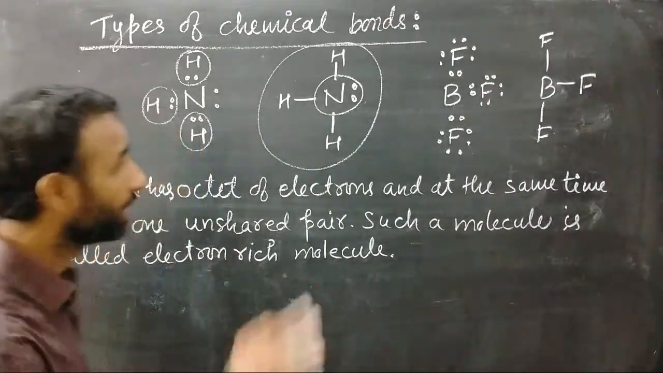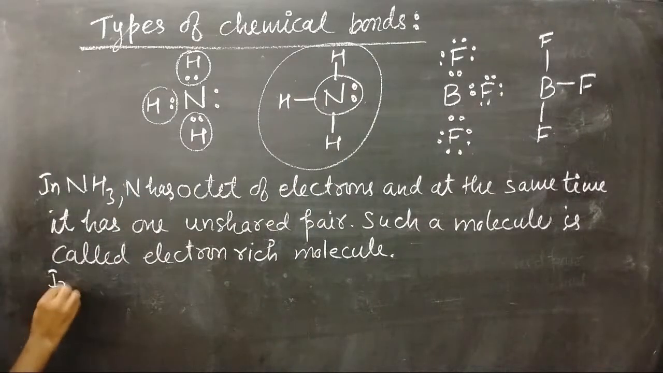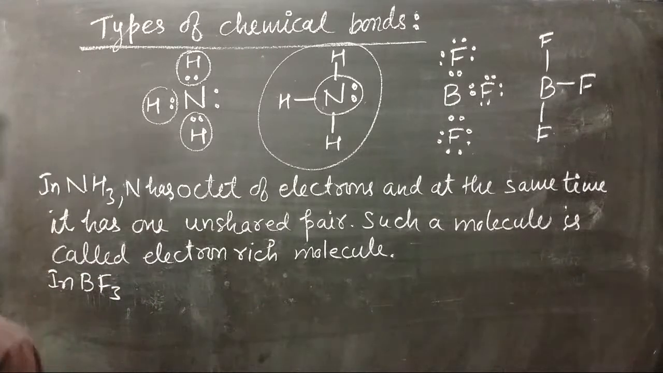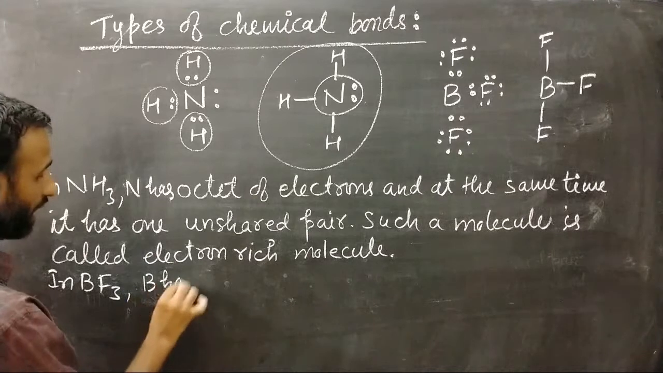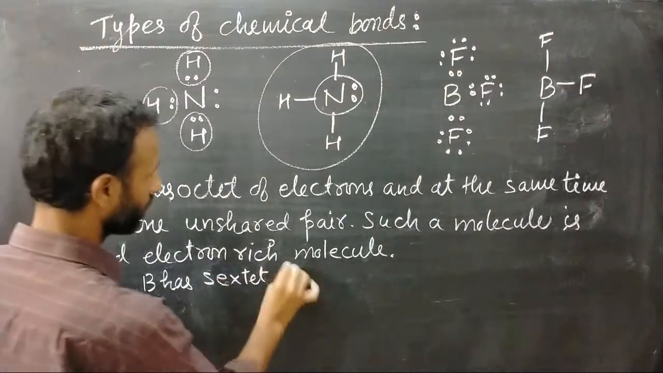Got it? Now come to BF3. In BF3, can I write? Yes. In BF3, boron has 6 electrons. It has a sextet of electrons.